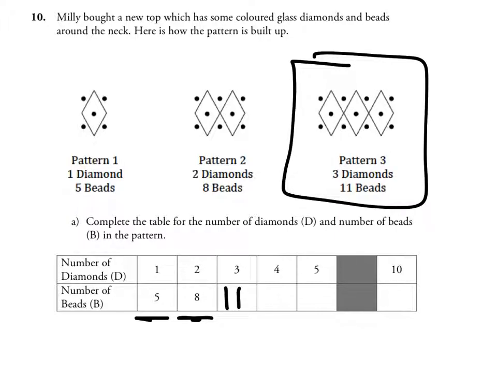Now the next bit is I just need to see how much it's going up by. So it's going up each time by 3. So 11, 14, and 17. And I would leave the last one until we've worked out a formula.